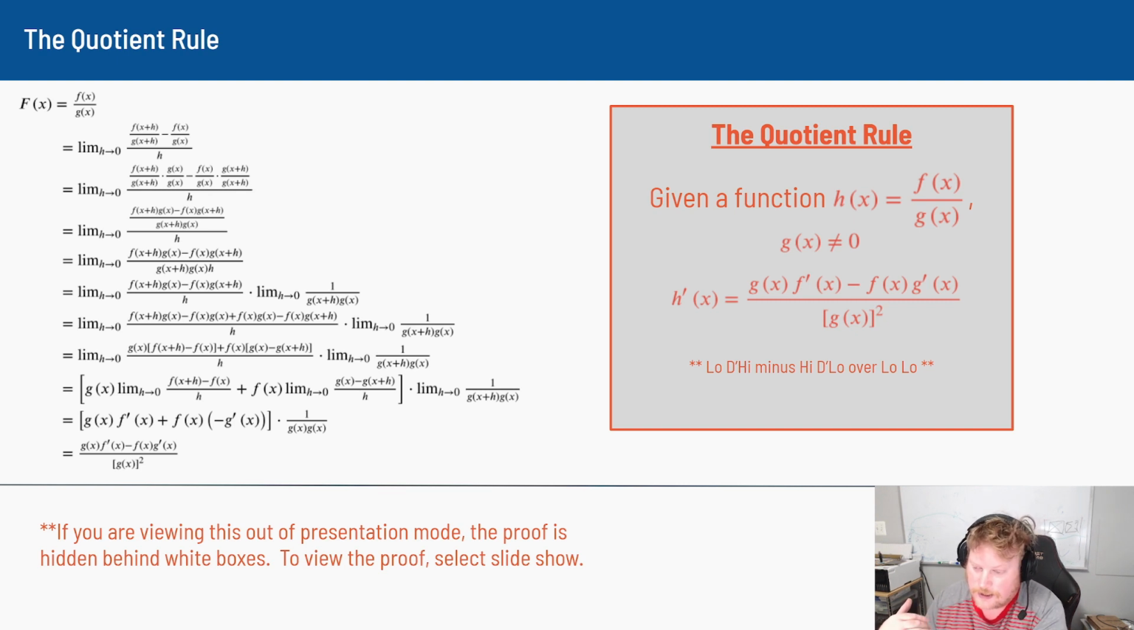The way that I have always remembered this, and I to this day still recite this in my head when I am differentiating a quotient, is low d high minus high d low over low low. Low referring to the bottom function, high referring to the top function, and the d referring to the derivative. So low derivative of the high minus high derivative of the low over low low, which is the bottom times itself, or the bottom squared.